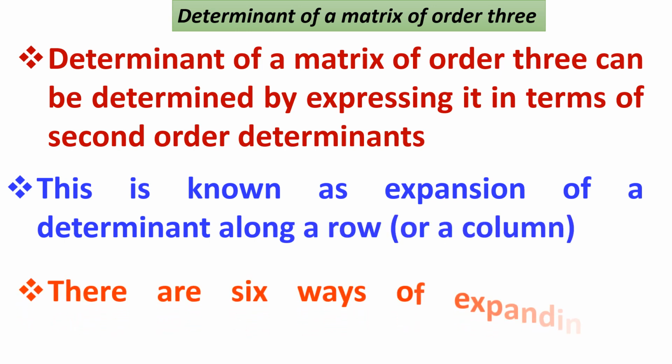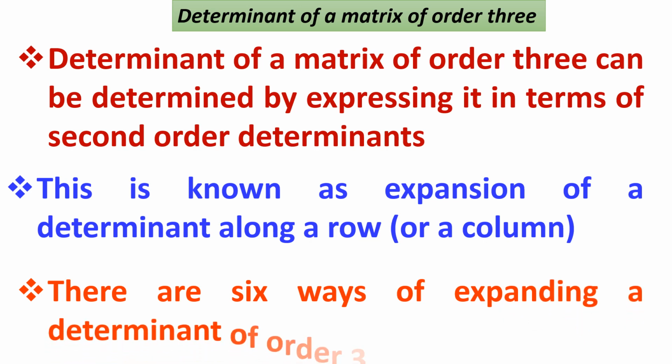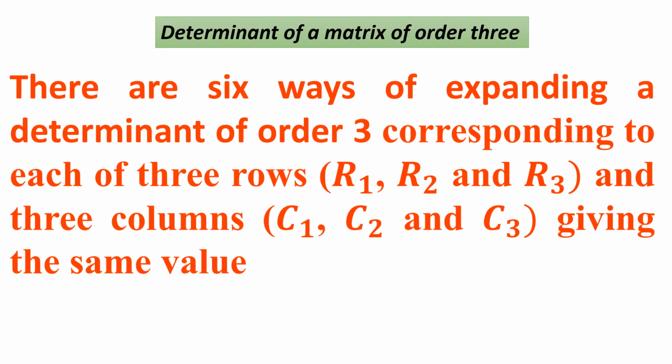There are 6 ways of expanding a determinant of order 3. Now you have a doubt. Right? There are 6 ways. Which way I have to select? Let us see. There are 6 ways of expanding the determinant of order 3 corresponding to each of the 3 rows and 3 columns giving the same value.